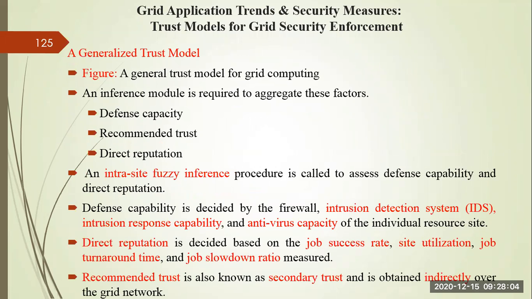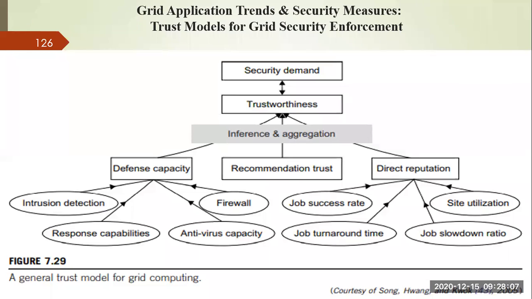Now come to a generalized trust model. This is an example of a generalized trust model. I told you the security demand is made by the user. The trustworthiness, that is the trust index, is provided by the resource side. Based upon that, three things are there. One is defense capacity, another is recommendation trust, and another is called direct reputation. This inference module is required to aggregate these factors, right?